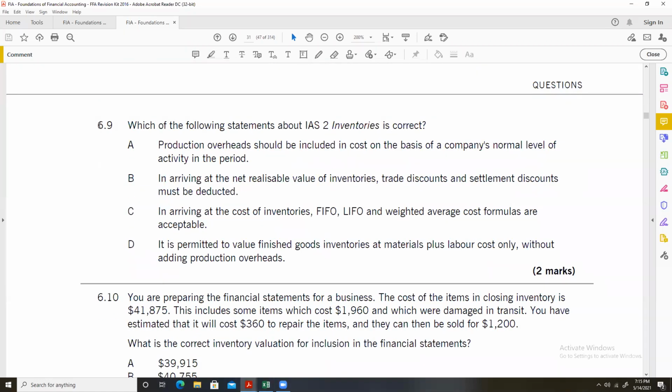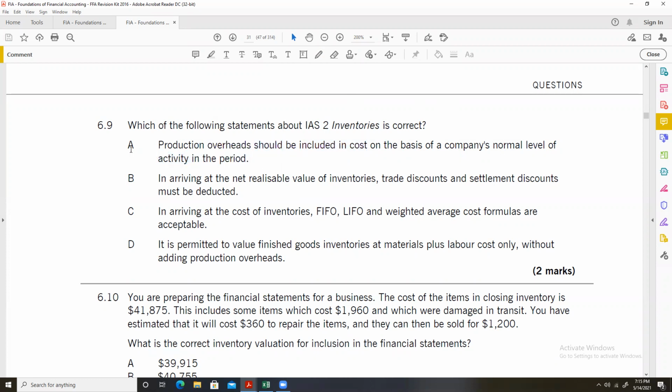Now, look at this 6.9. Production overhead should be included in the cost on the basis of the company's normal level of activity in the period. Which of these statements are correct in accordance with IAS 2? This is a correct statement, as IAS 2 emphasizes that production overheads should be included in the costs on the basis of the company's normal level of activity in the period.